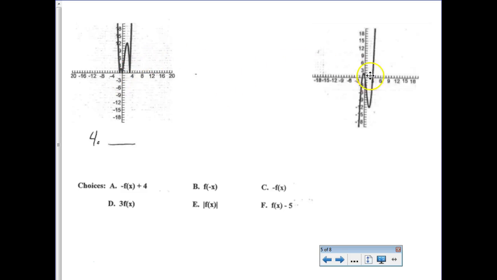Oh, this is that weird one. So they took the negative parts of your function, these guys, and they took the absolute values of them, so they flipped them up to the positive part, and that was the absolute value of the function, so that's choice E.